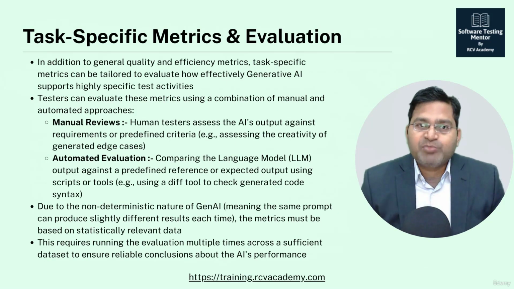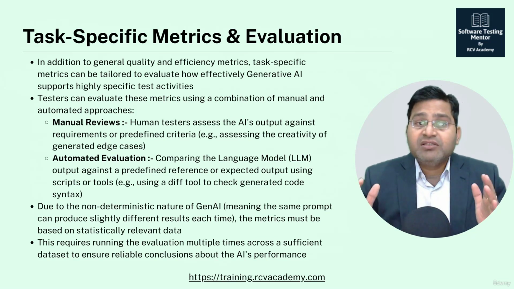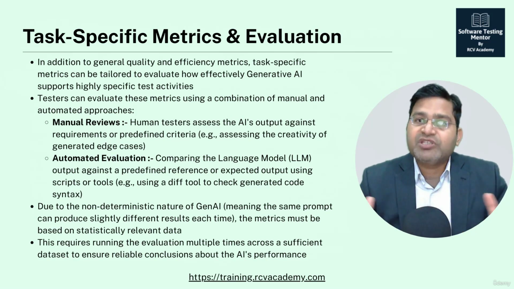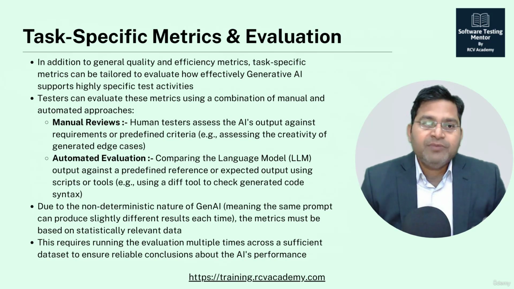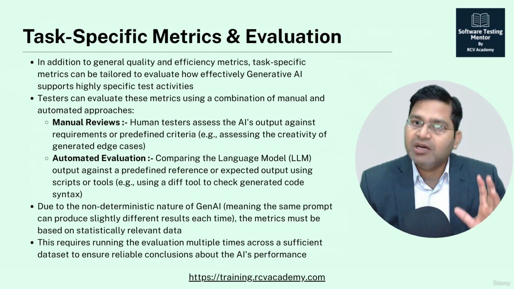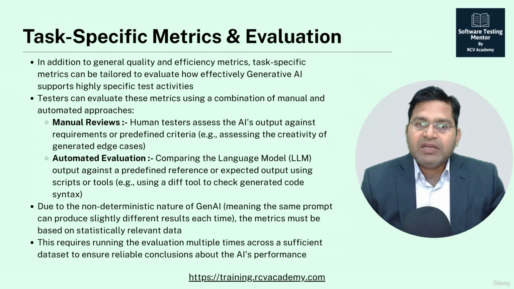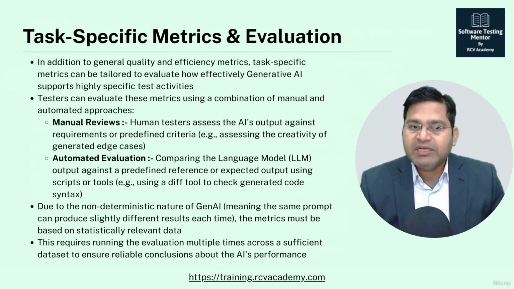Then we have the task specific metrics and evaluation, wherein, beyond the metrics we have discussed, there will be additional general quality and efficiency metrics or task specific metrics which can be tailored to evaluate how effectively generative AI supports highly specific test activities. For example, testers can evaluate these metrics using a combination of manual and automation approaches. Whatever task specific metrics you use, you can either use manual review or automated evaluation.